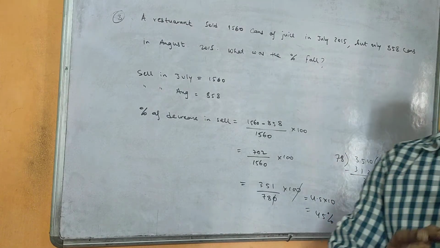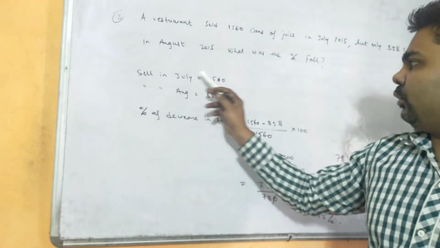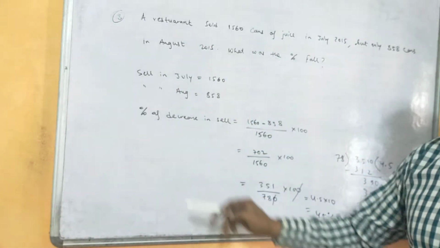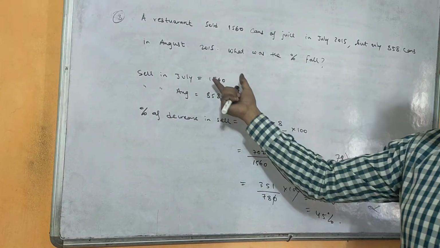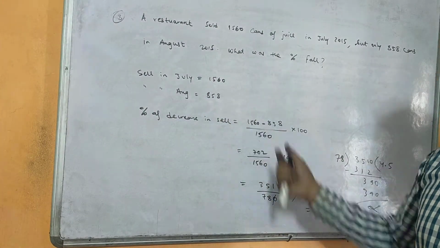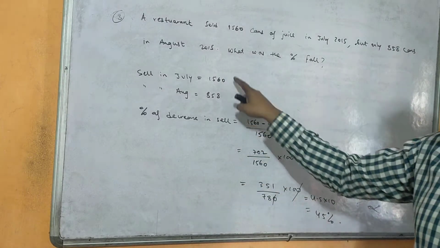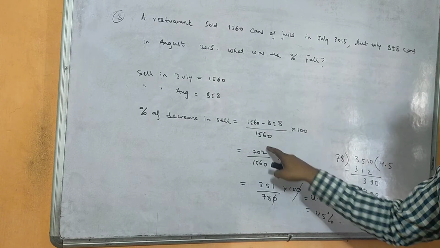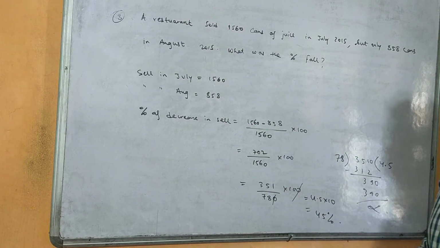So what is the percentage of that decrease in the sale? So I have written here sale in July, that is 1560, and sale in August is 858. So decrease will be initial minus final. Initial sale minus final sale divided by initial. So what is the initial here? 1560, right? So when you subtract this, what you will get here? 702 by 1560.